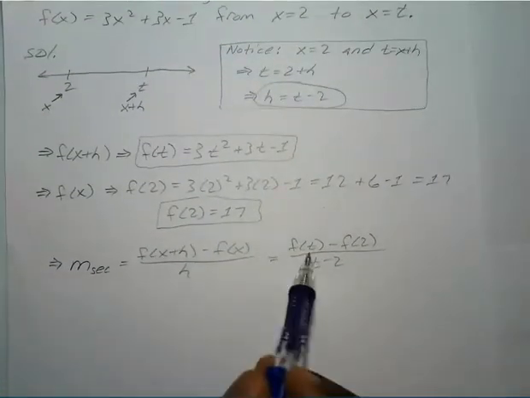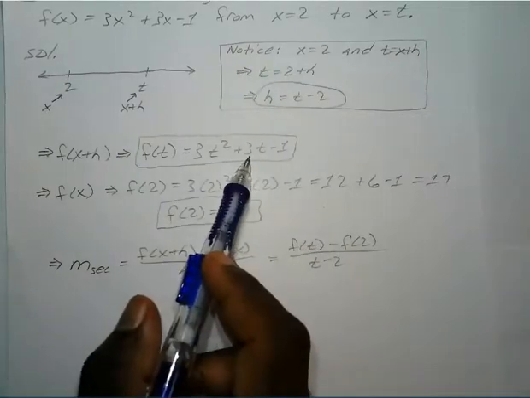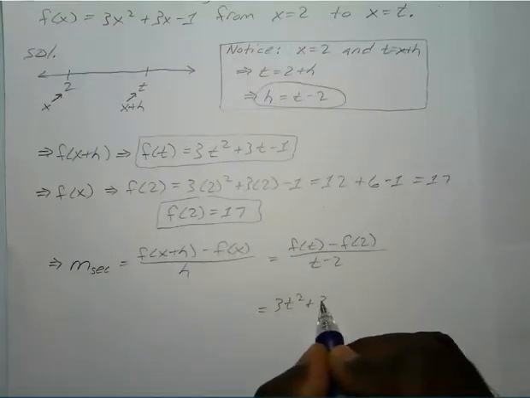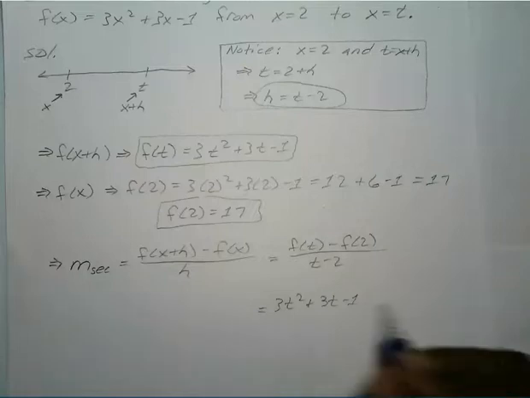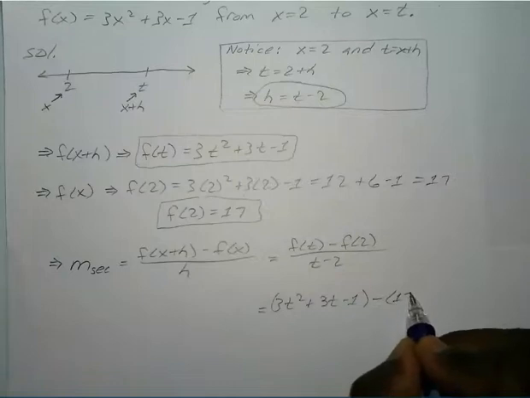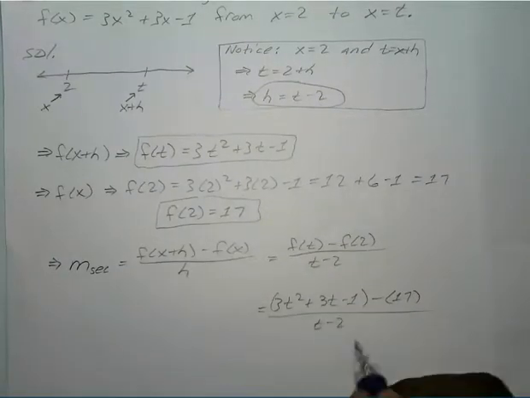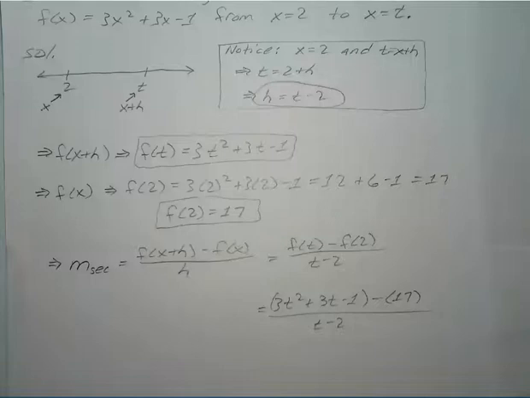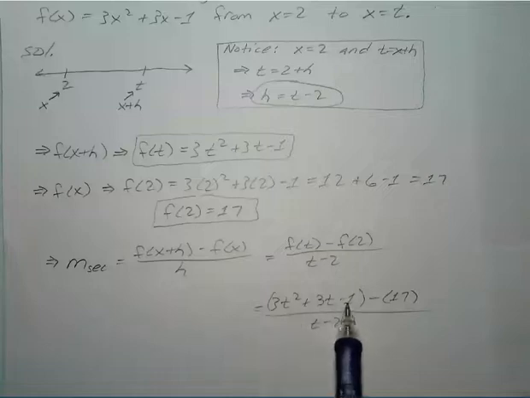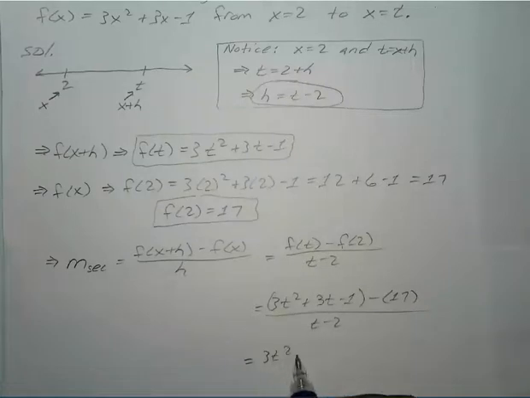Alright, so we go ahead and replace our f of t, which is 3t squared plus 3t minus 1, minus our f of 2, which is 17, all over t minus 2. If we simplify this, negative 1 minus 17 will give us minus 18. So we have 3t squared plus 3t minus 18 all over t minus 2.